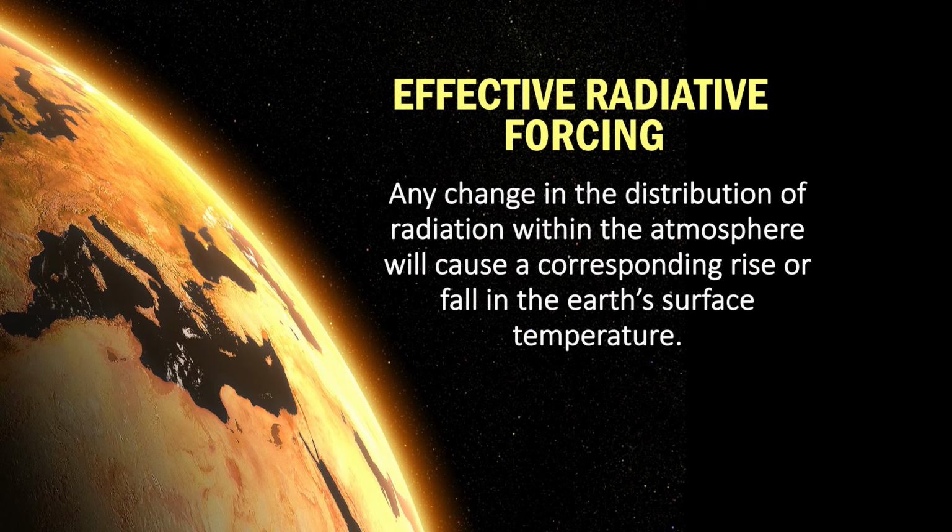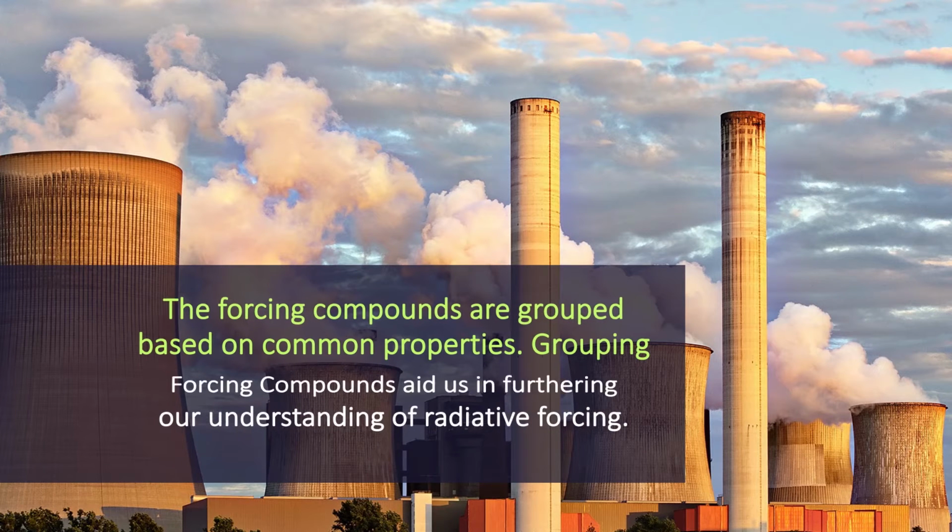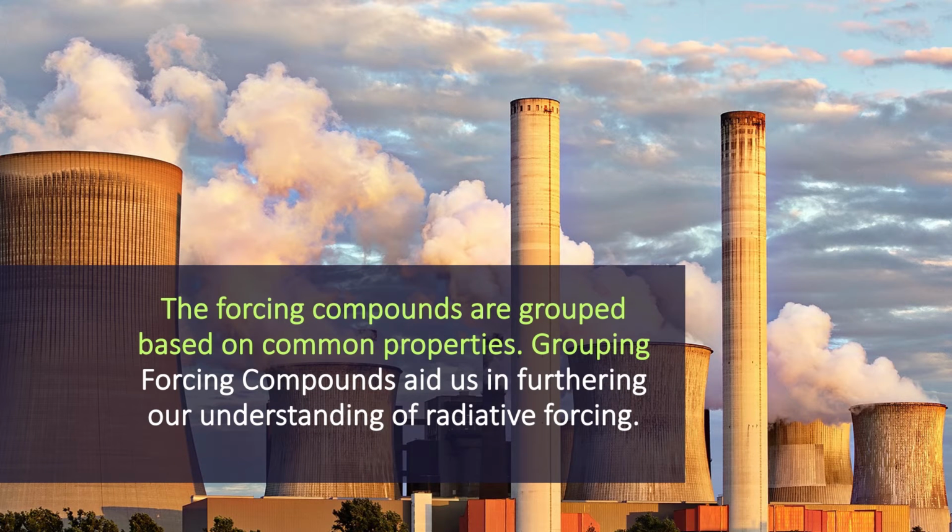So any change in the distribution of the radiation within the atmosphere will cause a corresponding rise or fall in the Earth's surface temperature. Okay. So we will see further the forcing compounds. The forcing compounds are grouped based on the common properties. Grouping forcing compounds is very important because it helps us to understand the radiative forcing.